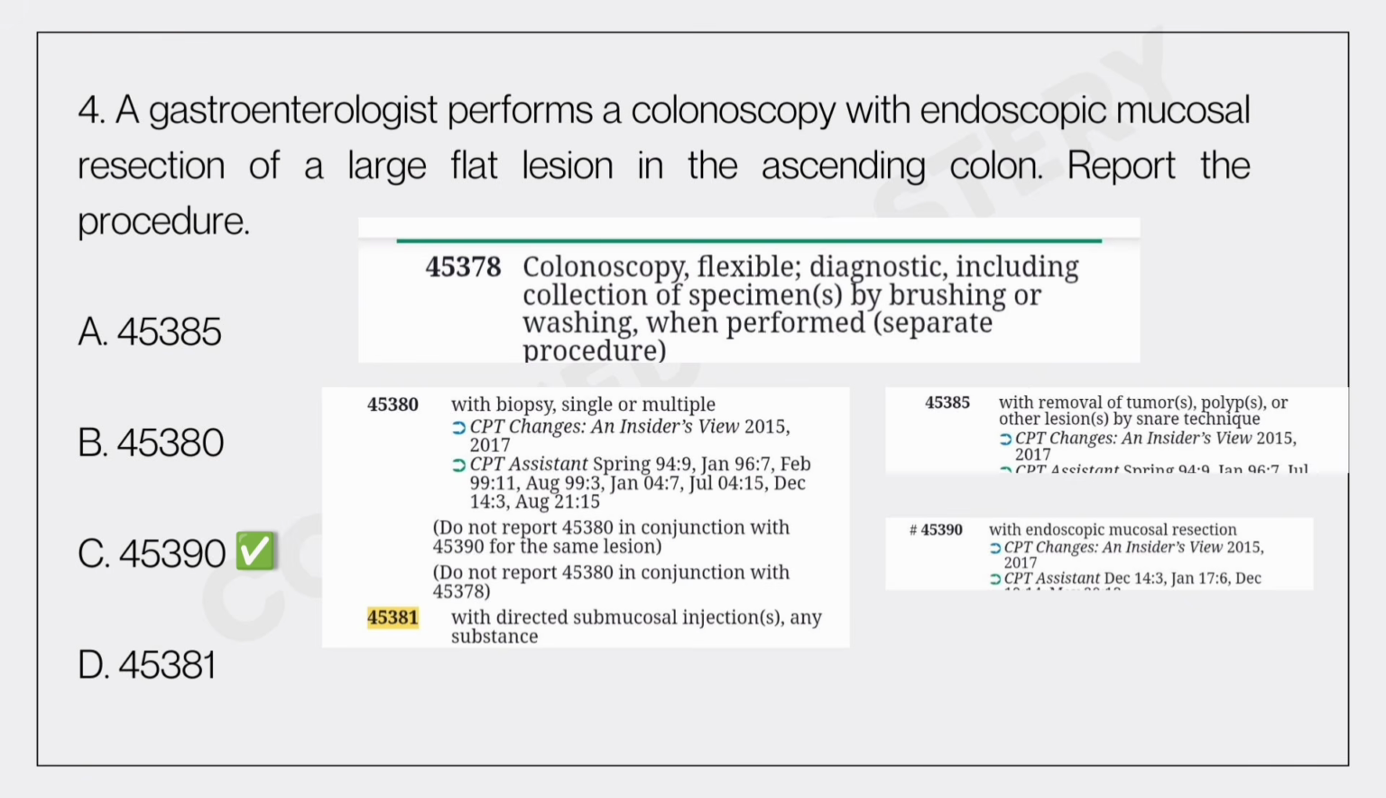Option A 45385 is for removal of tumor, that is not given in the question, and 45380 is for biopsy, that is also not mentioned in the question. And option D 45381 is for directed submucosal injection, that is also not given in the question. The key terms in the question are all you need to focus on. Let us move on to the next question.